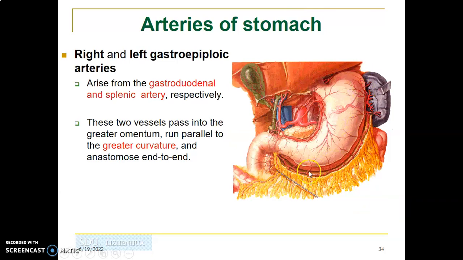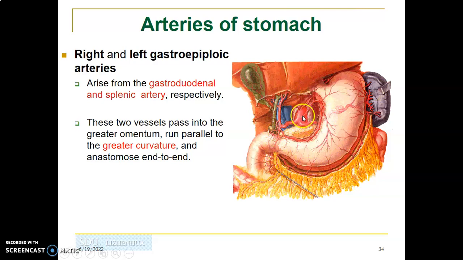Then towards the greater curvature, you have the left gastroepiploic and right gastroepiploic. Where do these vessels come from? Right gastroepiploic is from the gastroduodenal artery, while the left gastroepiploic is from the splenic artery. And remember, the splenic artery is from the celiac trunk. So the right gastroepiploic is from the gastroduodenal and the left is from the splenic.